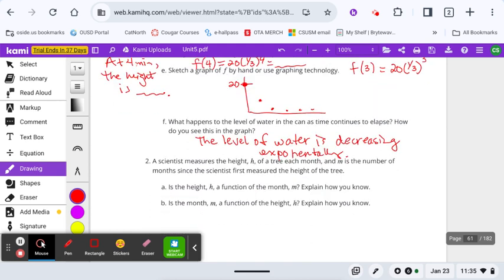Number 2, a scientist measures the height of the tree and the number of months. Is the height a function of the month? Explain how you know. Is the month a function of height? So you're answering yes or no based on this scenario and then giving me an explanation.